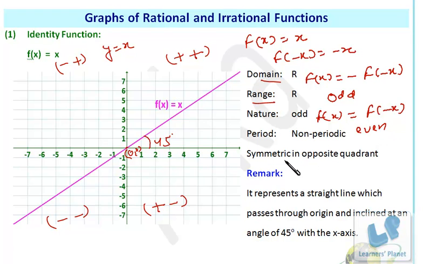And this graph is symmetric in the opposite quadrant, the opposite quadrant that you can see over here, right? So we have discussed everything about the graph of f(x) is equal to x, or we can say y is equal to x, right? Let's take the next graph.